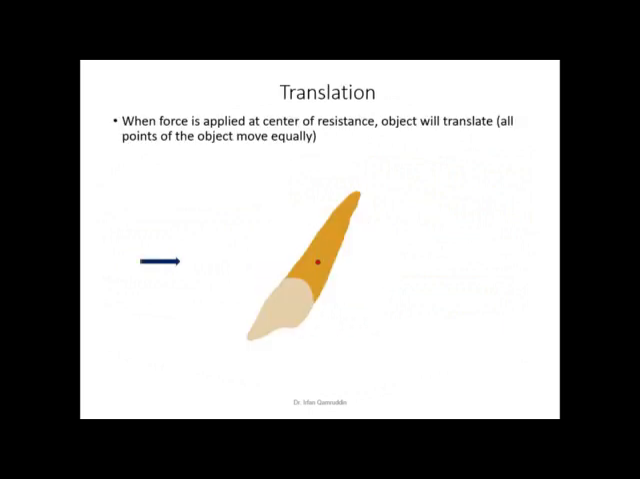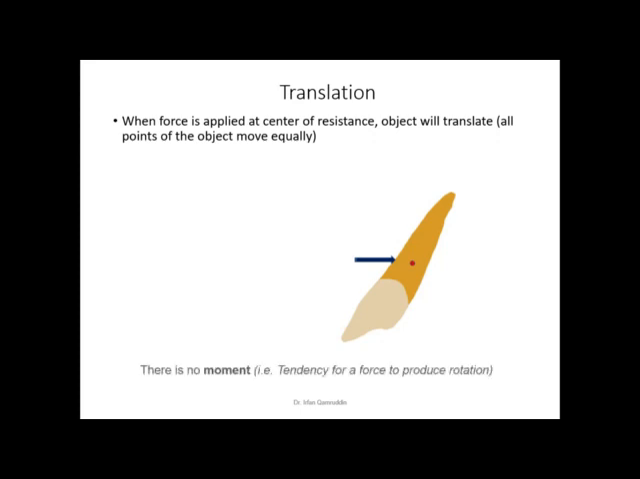How do you achieve translation? When you apply force at the level of the center of resistance, the tooth translates. All the points from incisal edge till the apex move equally in the direction of force. You can see that there is no rotation in this kind of movement. In physics, the tendency for a force to produce rotation is also known as moment. So you can say that when you are translating a tooth, there is no rotation or no moment in this kind of tooth movement.